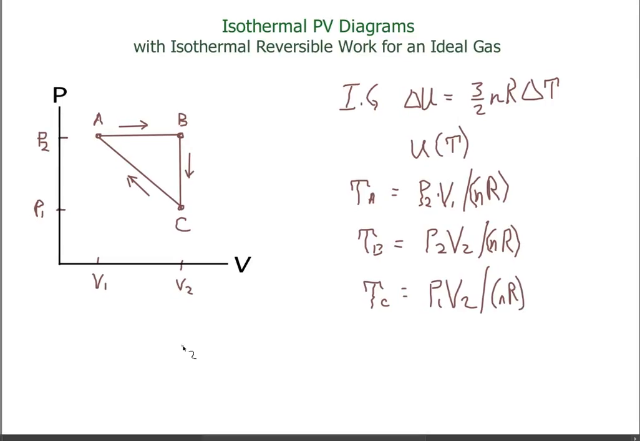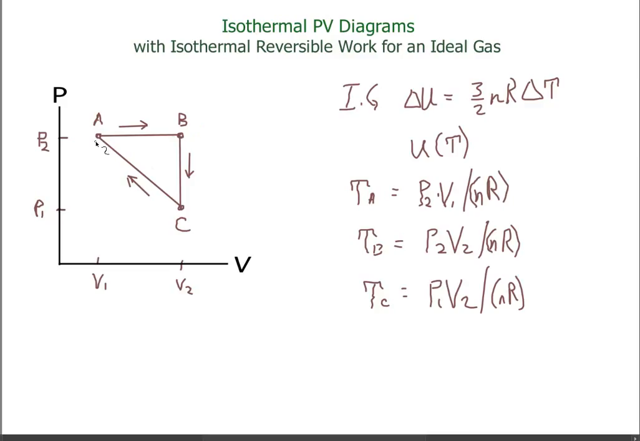Now, unless A and B or B and C are at the same temperature, which is pretty unlikely because then A and B would have to be at the same place on the graph, or B and C would have to be on the same place on the graph, we can't very well say that those processes are isothermal. There wouldn't be any difference in temperature.